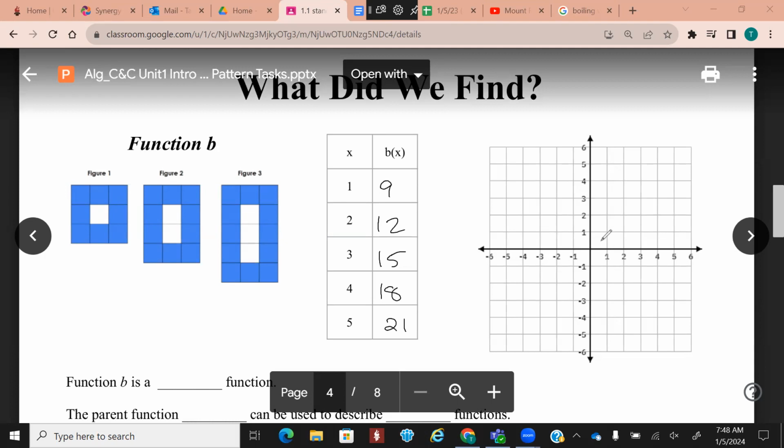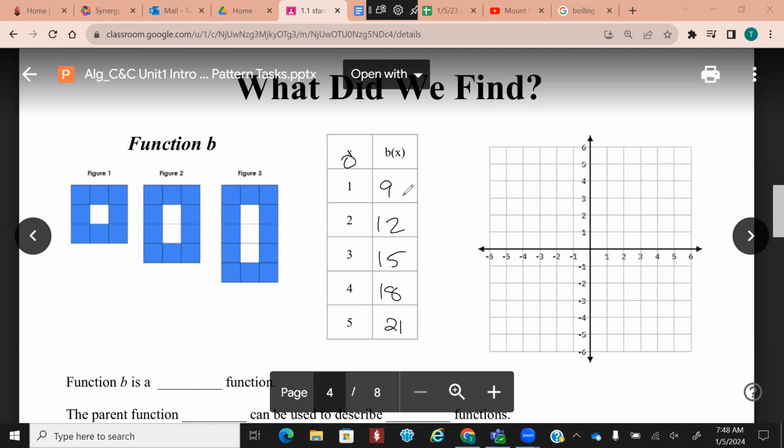Okay, this is going to be represented by a linear function. Okay, going to be a line. Oop, I take it back. It's okay.